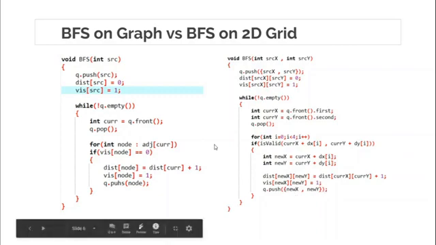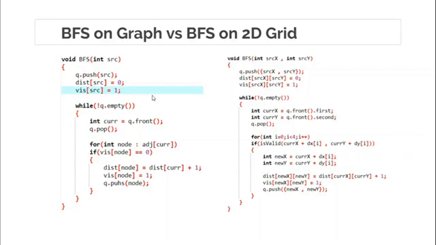This is exactly the same as BFS on a normal graph. So if you have studied normal BFS on a normal graph, I don't think you will find this new algorithm even a little bit difficult.